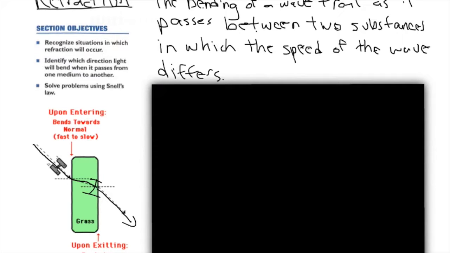So when we're talking about bending, we also want to make sure that we draw a normal line between the surface, between the two mediums, so that we can see whether the light is bending towards or away from the medium. So here's a visualization of this same effect.